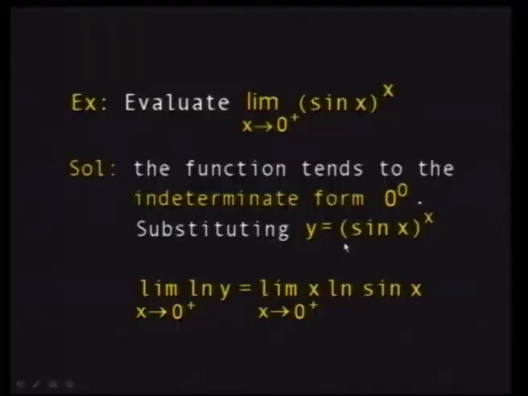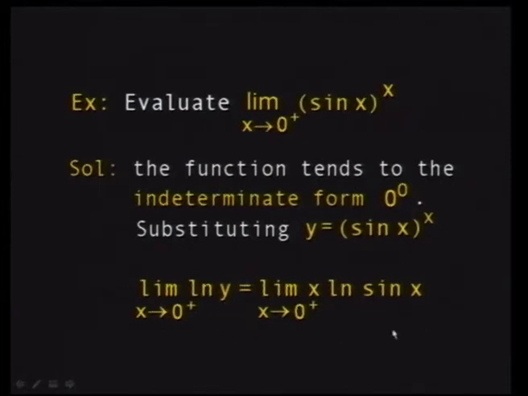So what you do is you take the logarithm. If you take the logarithm of both sides, what do you get? You get the limit of ln y is equal to the limit of the logarithm. If y is equal to sine x to the power x, the logarithm of y becomes equal to x ln sine x. So you take the limit of this expression, and then you invert, because the logarithm is a continuous function, so you can insert the limit inside the logarithm.